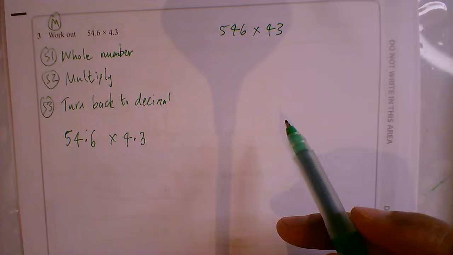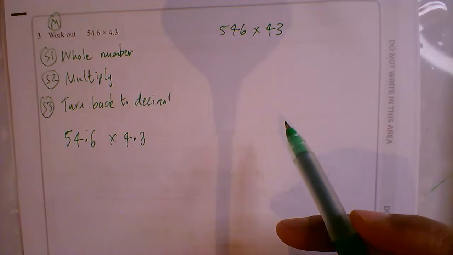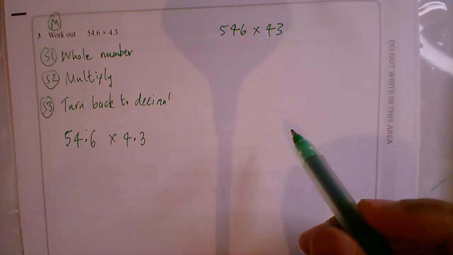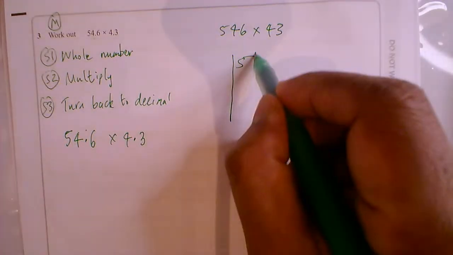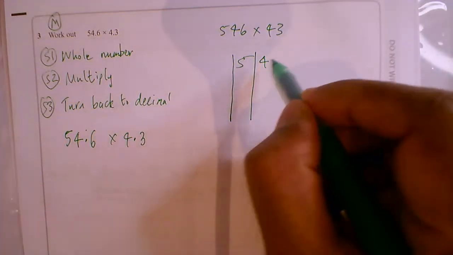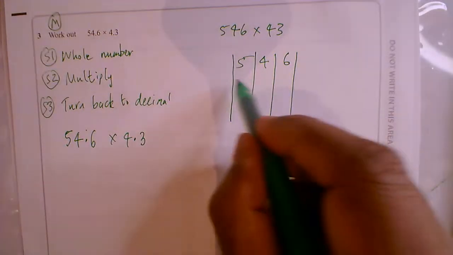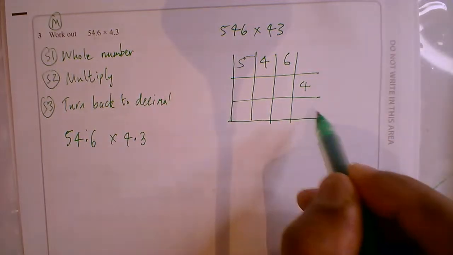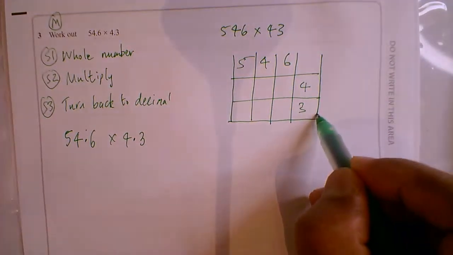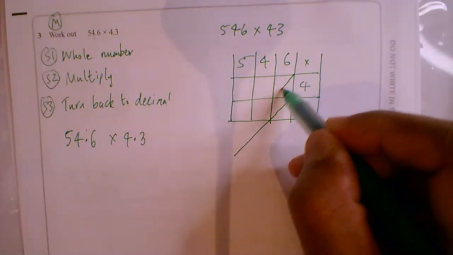Now, because my focus is on grade 4, 5, 6, 7, I'm going to use the Gelosia method. And with this method, you are very unlikely to make a mistake. So I'm going to put 5 here, 4 here, 6 here, and then I'm going to have 4 here, and 3 here. I like this method because everything is in one place. So now I just do my diagonals.